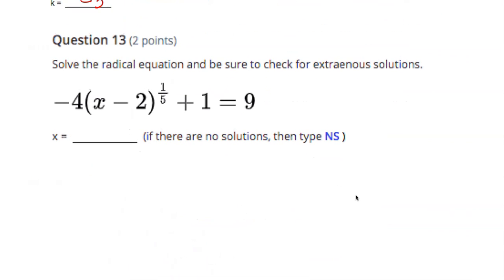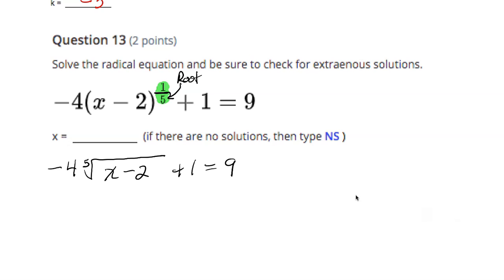For number 13, we have a fractional exponent. So if you'd like to rewrite that as -4 times the root of x minus 2, but it's not a square root, it's a fifth root. Remember, if this is the ground and this number below the ground is the root, and then plus 1 equals 9. And you write it like that. And then you want to isolate the radical. So you're going to subtract 1 from both sides. That would be -4 times the fifth root of x minus 2 equals 8.